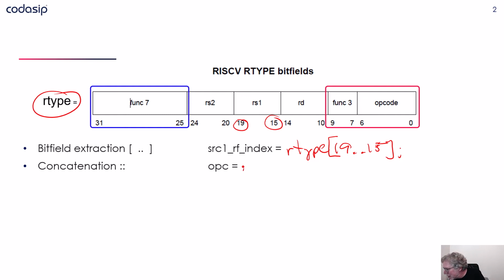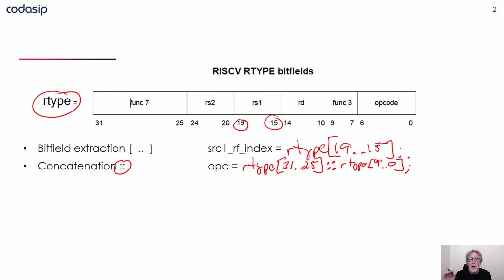Now I'm going to do function 7, R-type, that's bit 31 through 25. Now I'm going to do my 2 colons. Over here is my operator for my concatenation. And then my R-type bit extraction for 9 through 0. And now I got the complete opcode for my instruction. So that's using bit field extraction and concatenation.